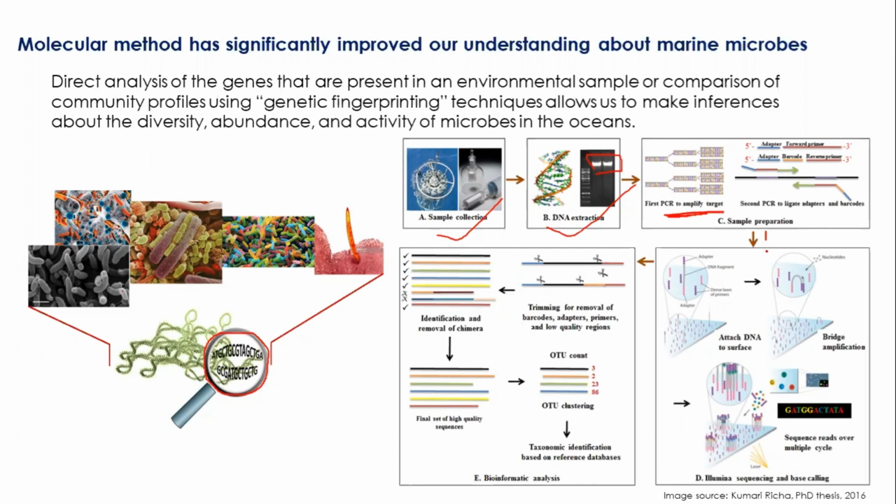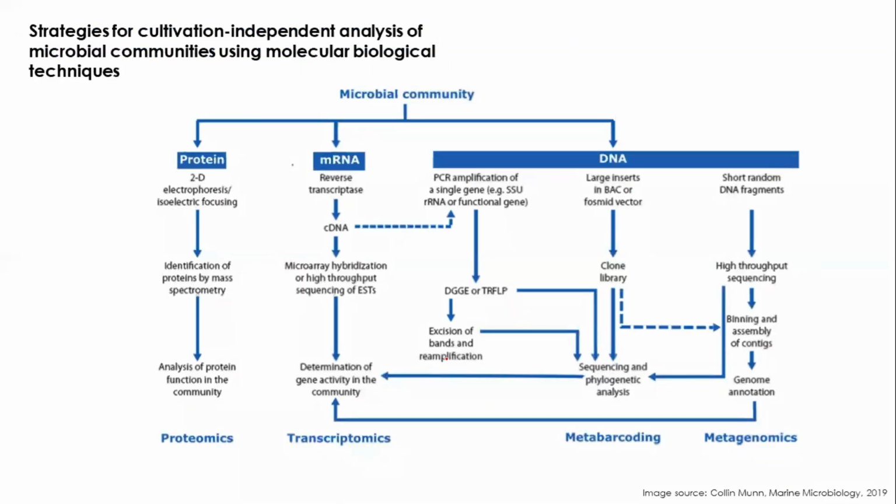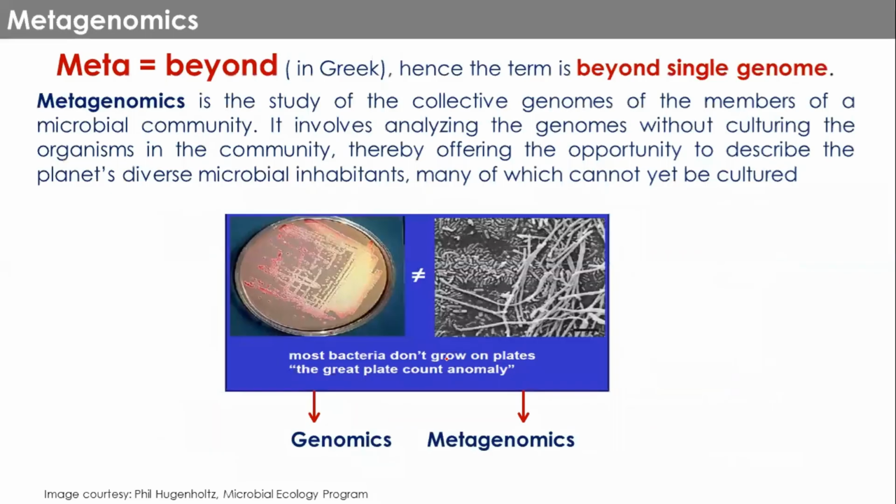Once that is done, then you sequence it. Here I have given an example of Illumina based next generation sequencing, but you can sequence it with ABI Sanger sequencing or maybe any other high throughput sequencing machines. Then you do the bioinformatic analysis in order to get the result. Let us see in little detail. This slide I will come to later.